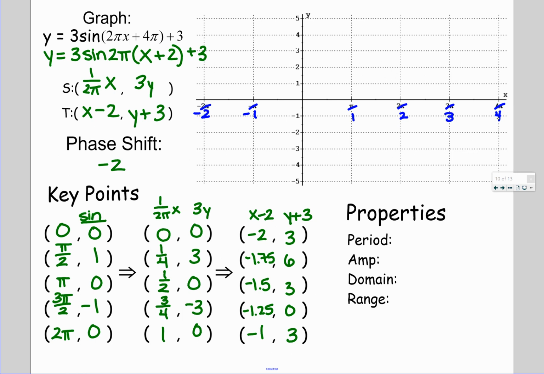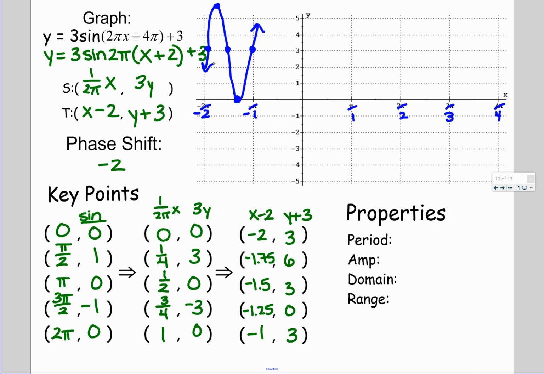Okay. And then graph your points. So negative 2, I'm at 3. I'm going to be up there. Negative 1.75, I'm at 6. I'm going to be a little above my graph. Negative 1.5, I'm back at 3. Negative 1.25, I'm at 0. And then back at 3. And there's my 1 period of the graph. Okay, so if you wanted to, you could check this with the calculator. You would just change that x-axis in your window to match what you see in the picture here.